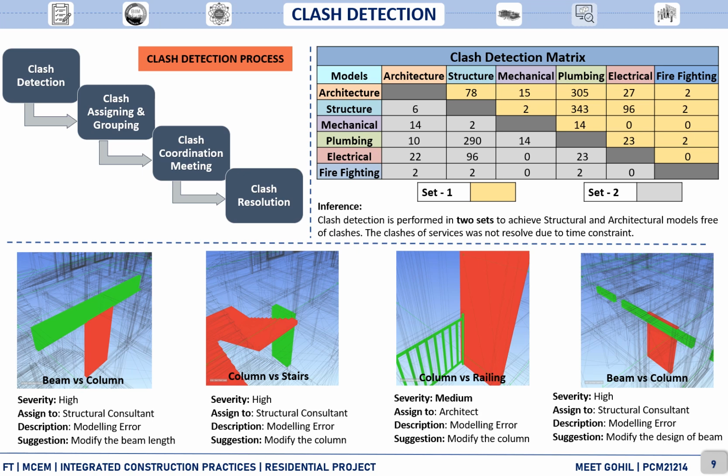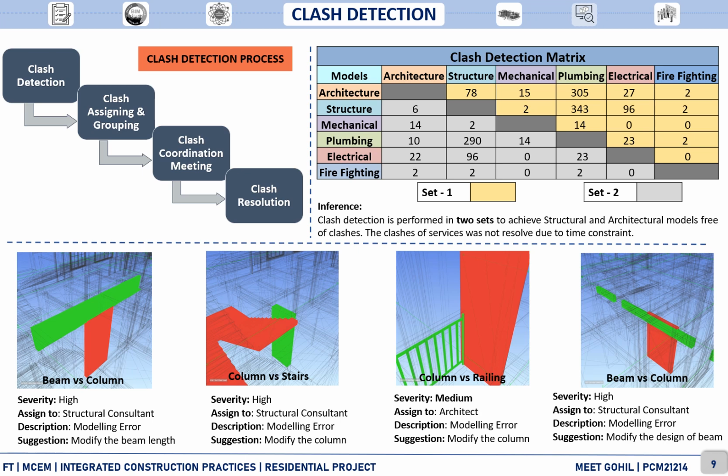The clash detection is performed in two sets to achieve structural and architectural models clash-free. The clashes of services were not resolved due to time constraint. The yellow color shows the clash detection for set 1 and the gray color shows the clash detection for set 2.